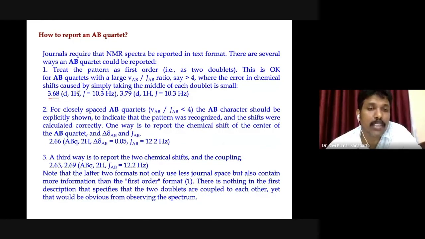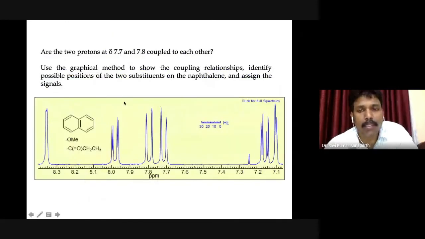It is one proton, and what is the coupling constant? The coupling constant is the splitting, the difference between the two fine lines. That it is this. Then for B, this is the value. Okay, for B, this is the value.